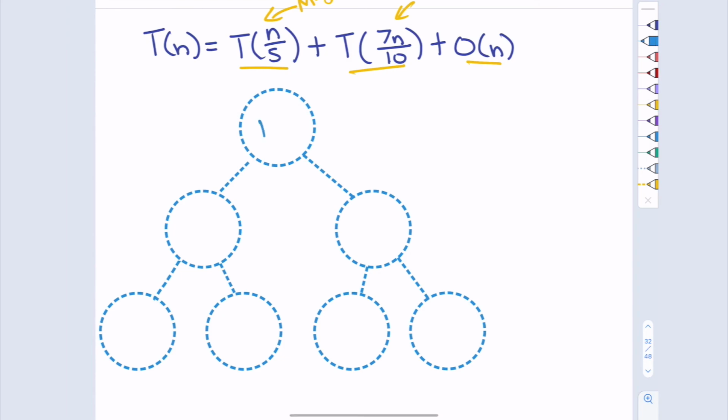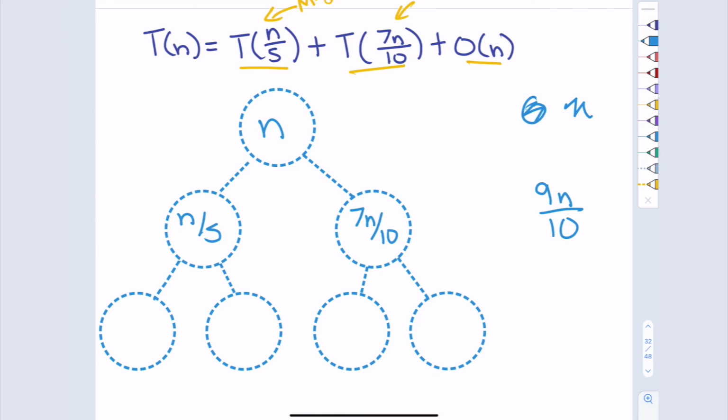Originally I have an input of size n. The total work is about n. Now I have 2 subproblems, and unlike any example from before, they're different sizes. So let's write them out. I have n over 5 here, 7n over 10. The total work on that level comes out to 9n over 10.